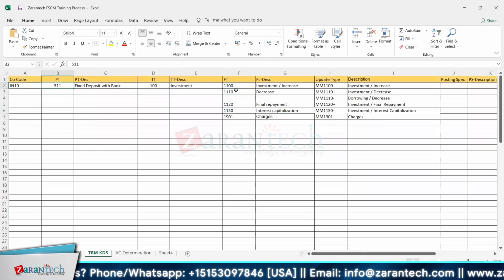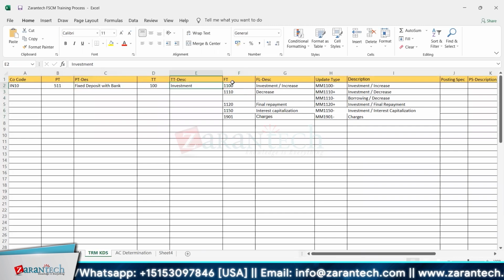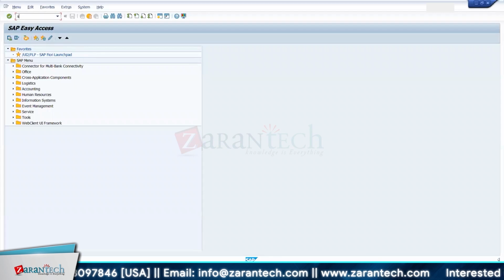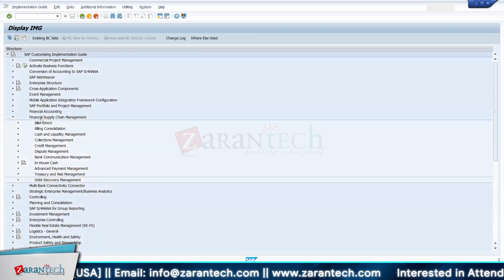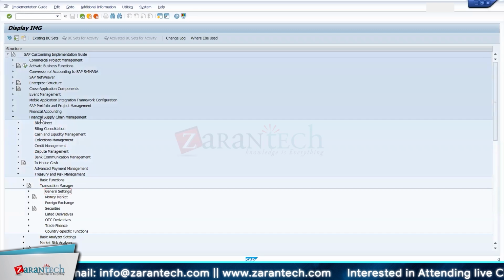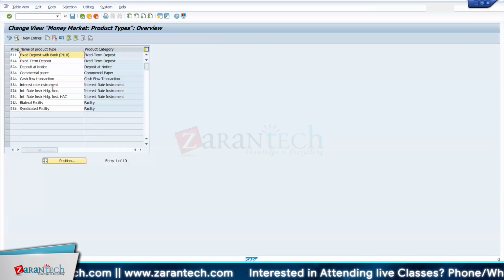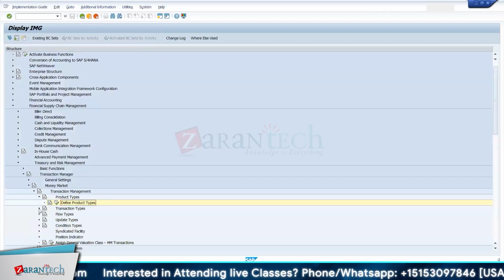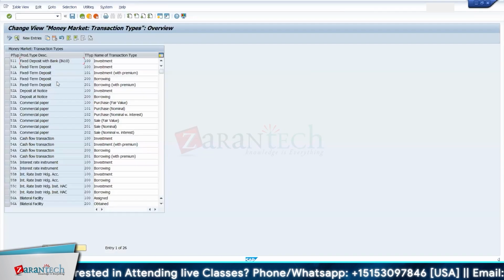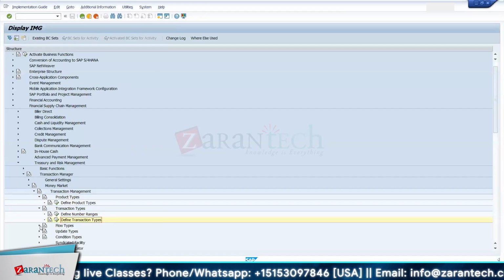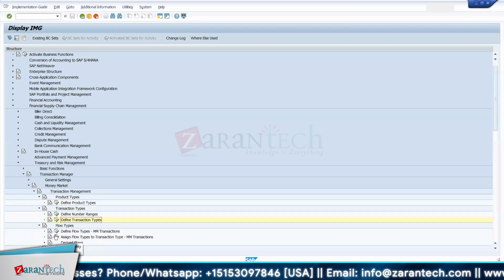We have created one product, 511, then the transaction type. Just to give you a very quick refresher: SPRO, FSCM, Treasury and Risk Management, Transaction Manager. Then in the money market, here we created one product type 511, and we always copy from the standard product. And then we created one transaction type, investment.